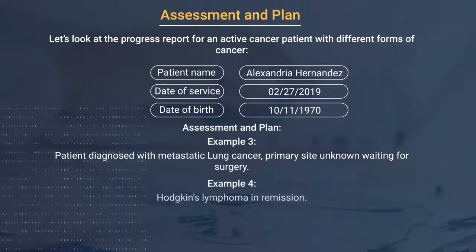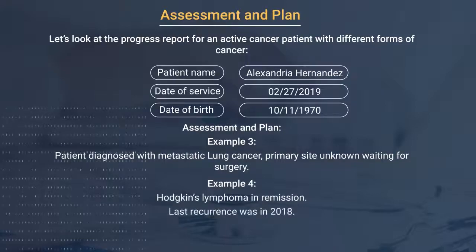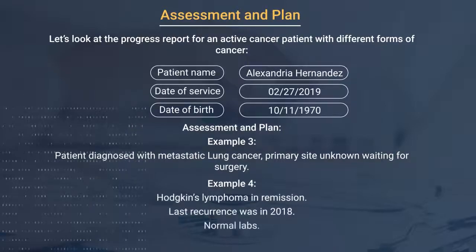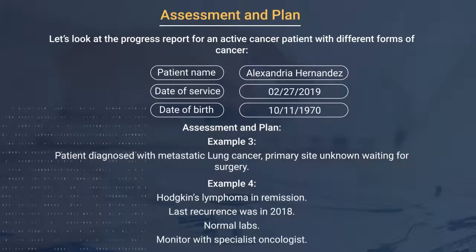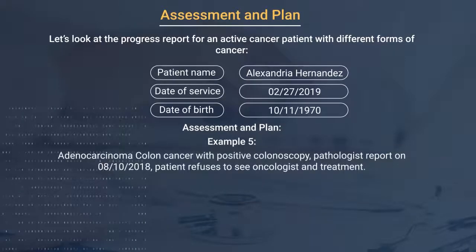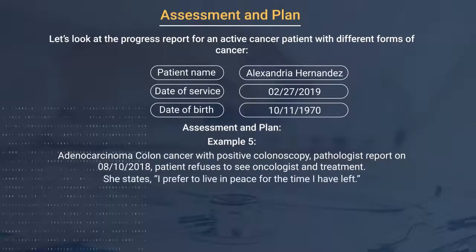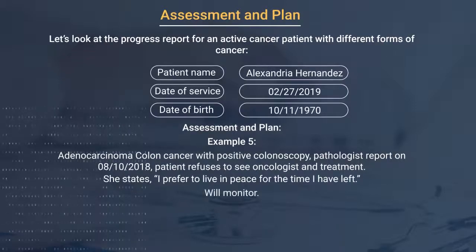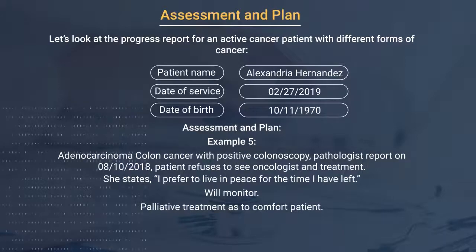Example 4. Hodgkin's lymphoma in remission. Last recurrence was in 2018. Normal labs. Monitor with specialist oncologist. Example 5. Adenocarcinoma colon cancer with positive colonoscopy, pathologist report on August 10, 2018, patient refuses to see oncologist and treatment. She states, "I prefer to live in peace for the time I have left. Will monitor." Palliative treatment as to comfort patient.